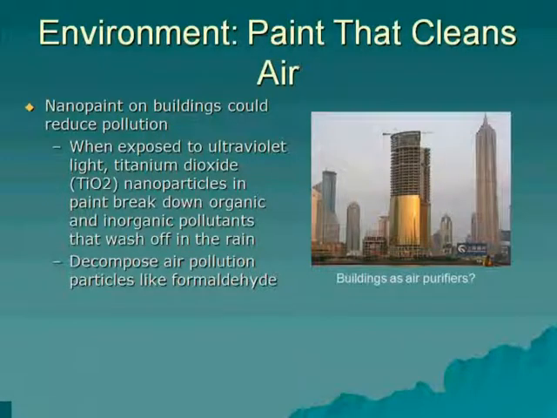In this figure we may observe air purifying buildings. It is possible that we can create such buildings with the help of nanotechnology, and the purpose can be solved. That is, air pollution can be reduced. When exposed to ultraviolet light, titanium dioxide nanoparticles in paint break down organic and inorganic pollutants that wash off in the rain. They decompose air pollutant particles like formaldehyde. That's an example. So we can say how important it is.